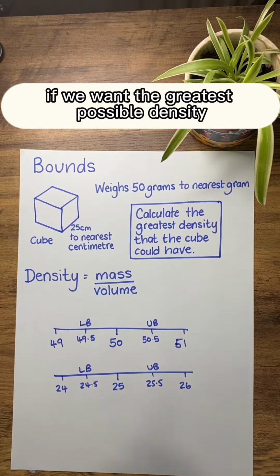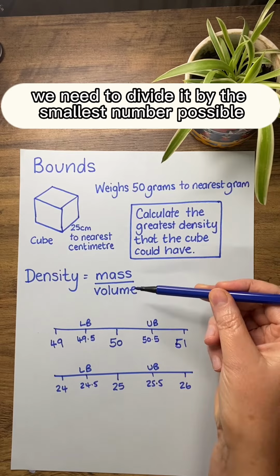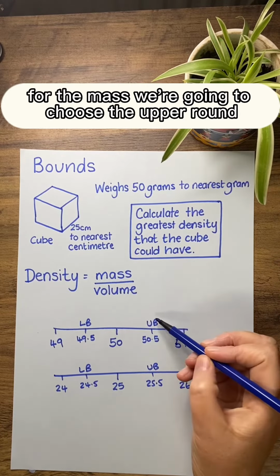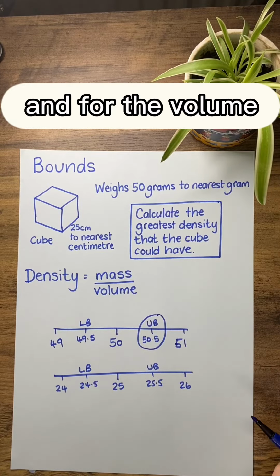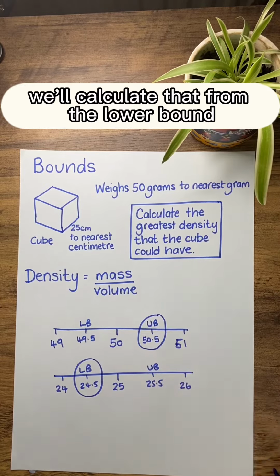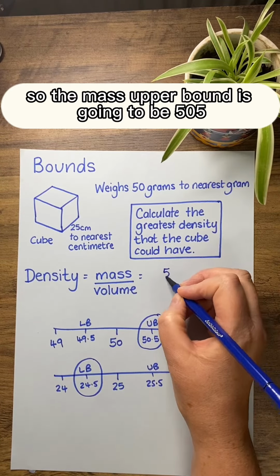If we want the greatest possible density, we need the largest number at the top. We need to divide it by the smallest number possible. For the mass, we're going to choose the upper bound, and for the volume, we'll calculate that from the lower bound. So the mass upper bound is going to be 50.5.